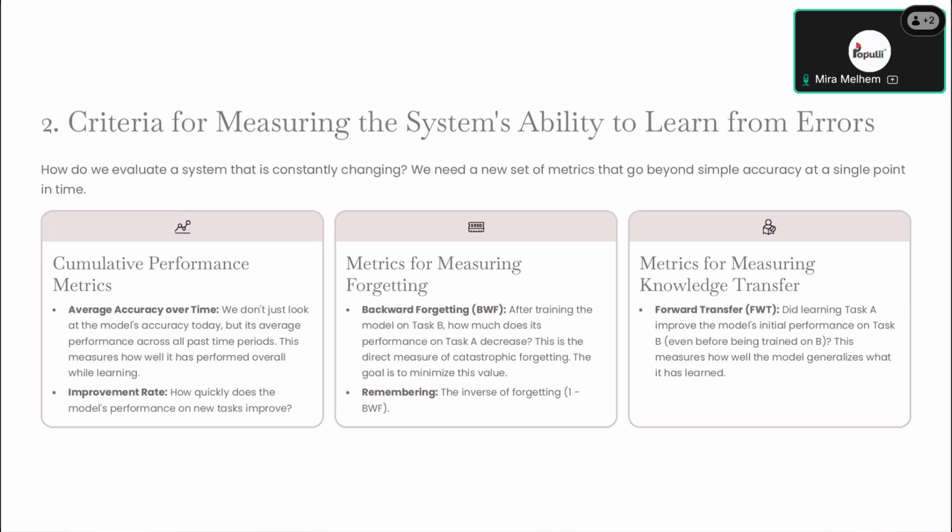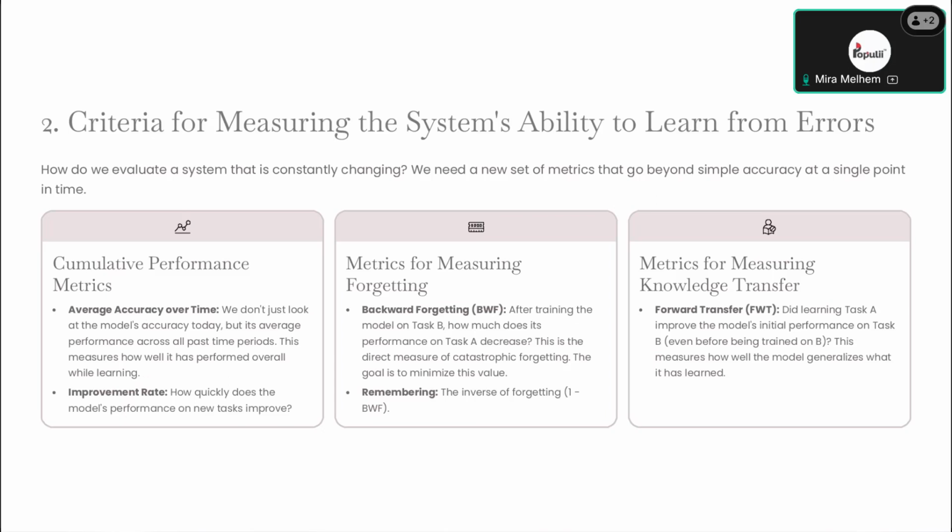The first one is cumulative performance metrics. These show how the model behaves across its entire lifespan, not just today. Average accuracy over time: instead of checking accuracy at a single time, we track accuracy across multiple time periods. This tells us whether the model maintains strong performance as it learns new things. So this is the average accuracy.